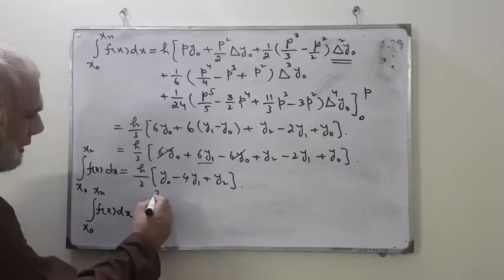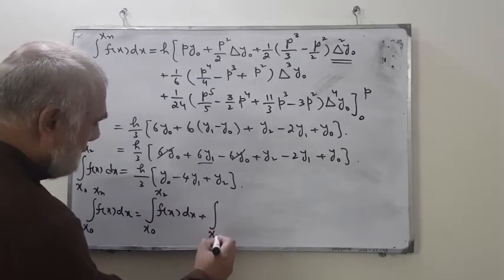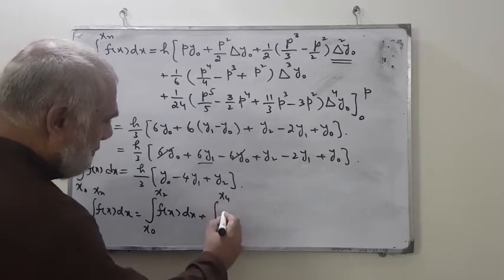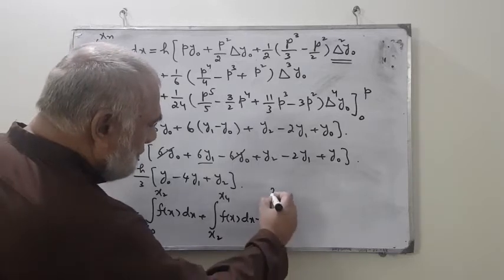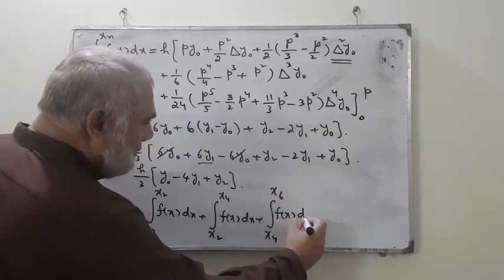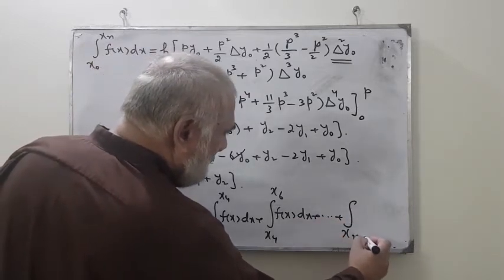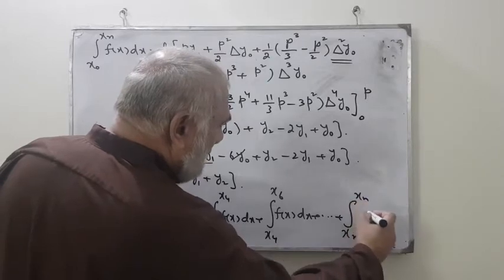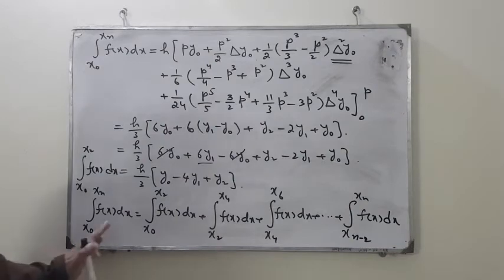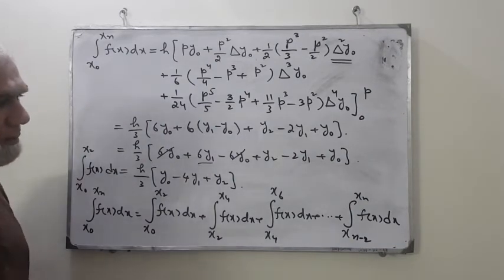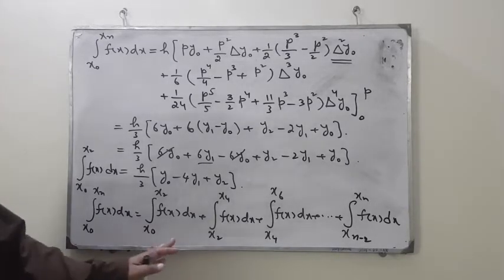the form of the integral x0 to x2 f(x) dx, x2 to x4 f(x) dx, similarly x4 to x6 f(x) dx, and many more results you can write down, up to xn minus 2 to xn f(x) dx. So this is the splitting of the integrals into the subintervals of length 2 each.